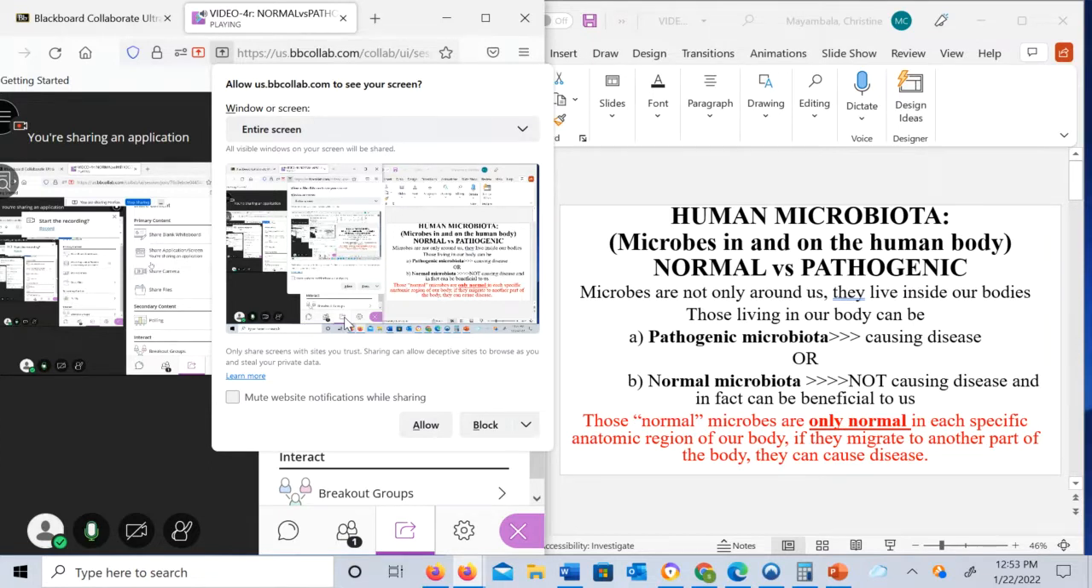Now, even within normal microbiota, remember those are normal in a specific area of our body. For example, there are normal organisms found in the large intestine because they do a job there. There are normal microorganisms found in the small intestine, in the mouth, and various other anatomic structures of our body. However, you must understand that even though they are normal in one region, if they were to migrate to another part of the body, there they would become pathogenic.